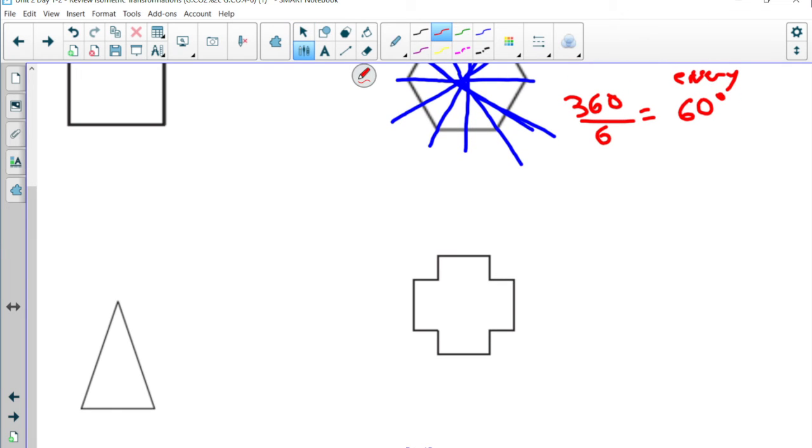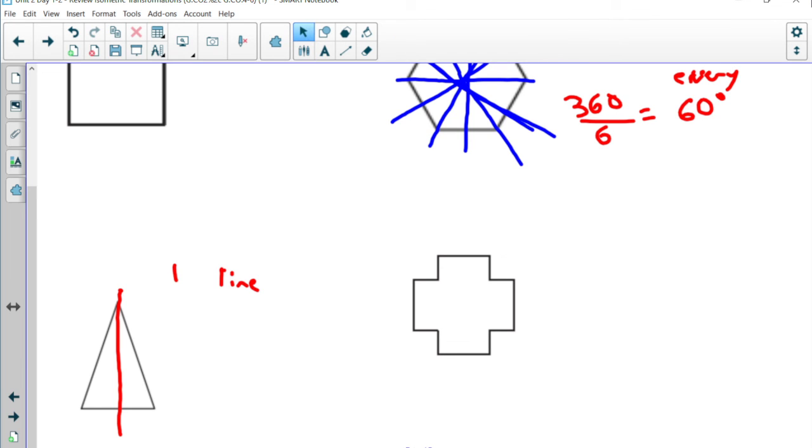Let's do the triangle down here in the bottom left. We're going to look at the line symmetry first. And we see a single line of symmetry, which is if I draw a line straight up and down. Yes, vertical. That's my line of symmetry. So there is one line of symmetry.